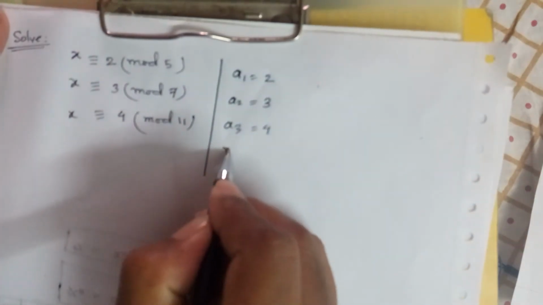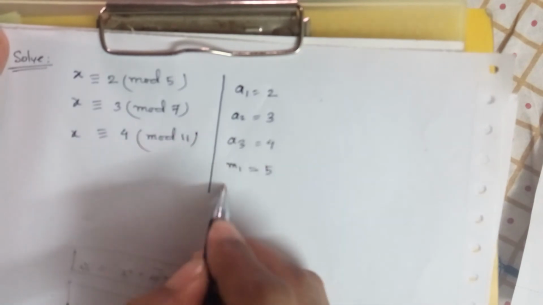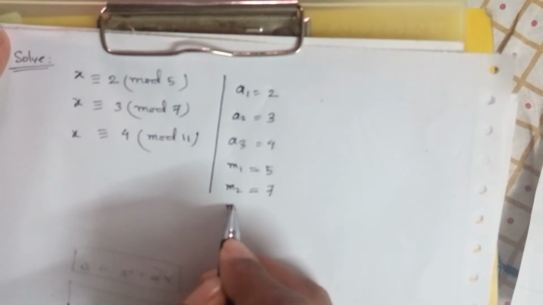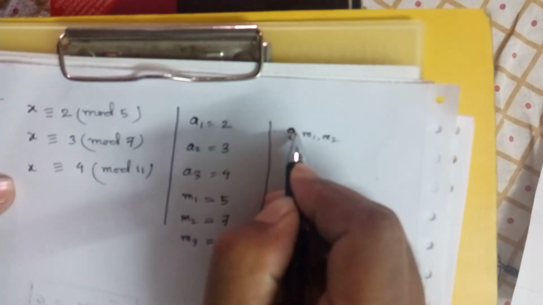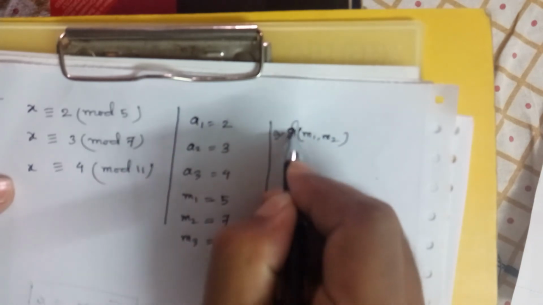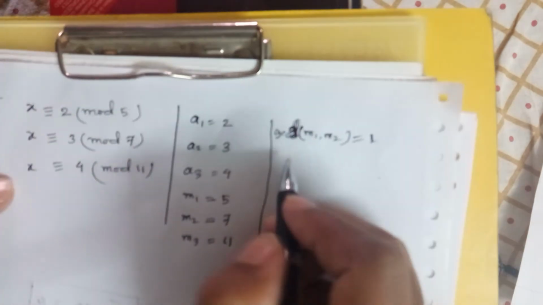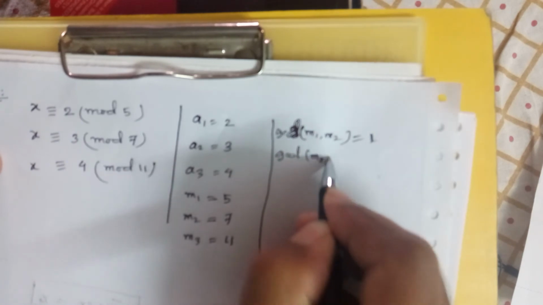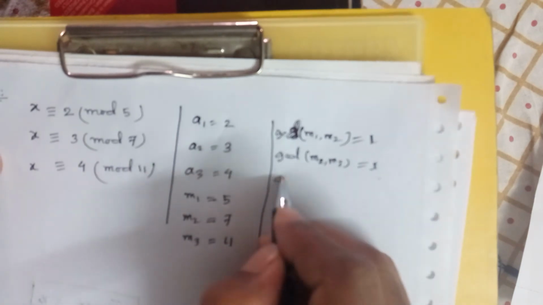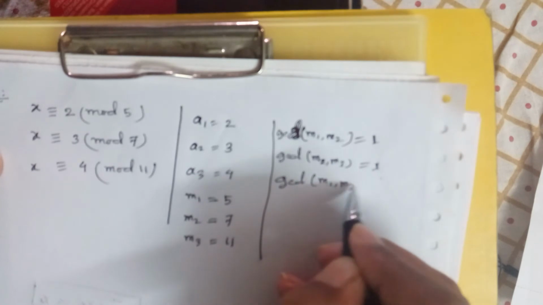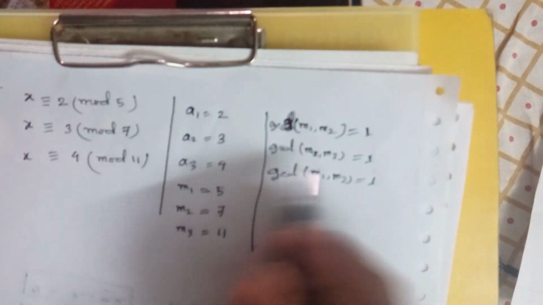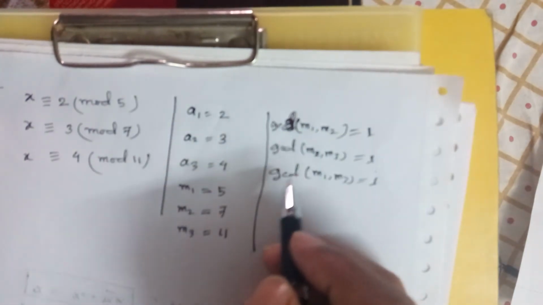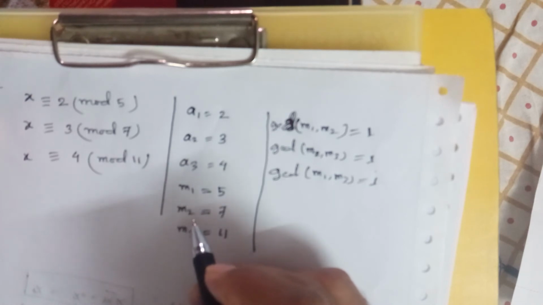m1 equal to 5, m2 equal to 7, m3 equal to 11. Now we check GCD of m1, m2, which is 1. Similarly, GCD of m2, m3 is 1, and GCD of m1, m3 is 1. Clear here? m1 is 5, m2 is 7, the only common divisor is 1. Therefore GCD is 1. That means m1, m2 and m3 are relatively coprime.